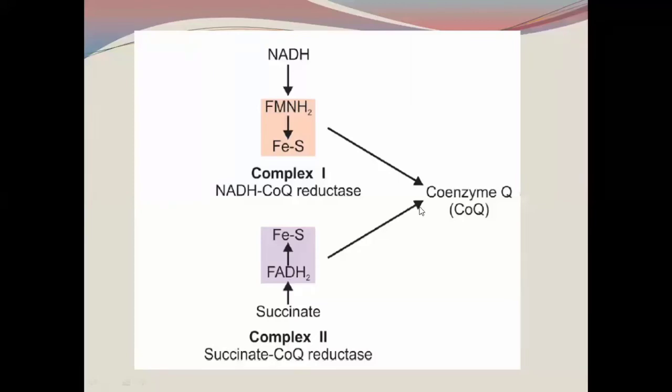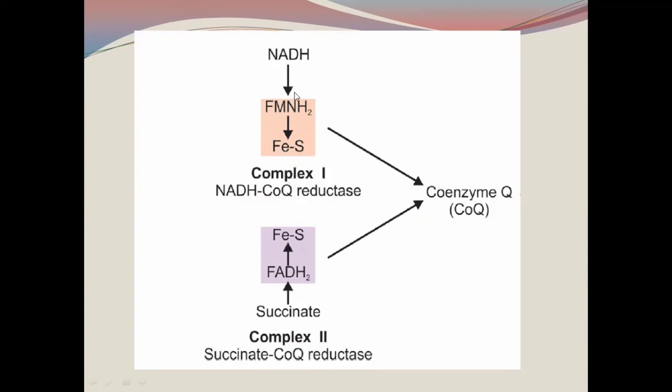The overall reaction for complex 1 and complex 2 is summarized here, and we will discuss the differences between them. Complex 1 is known as NADH coenzyme Q reductase because it takes up the electrons from NADH, and always 2 electrons are transported at one time, right? Complex 2 is also known as succinate coenzyme Q reductase because it takes up the electrons from succinate.